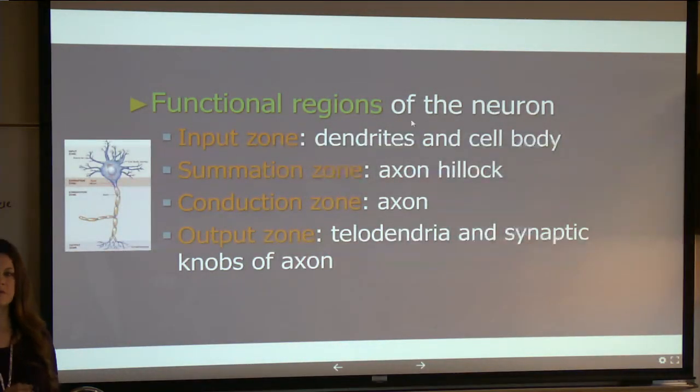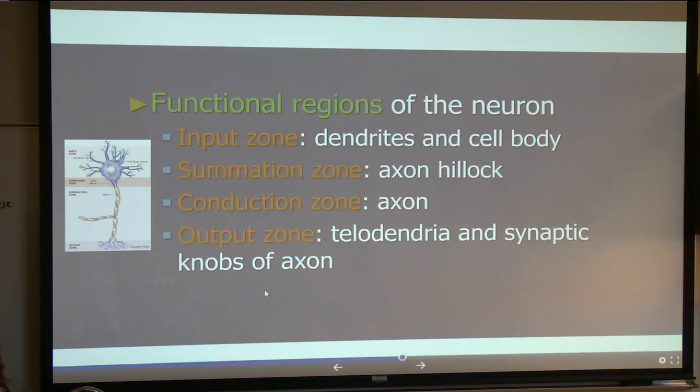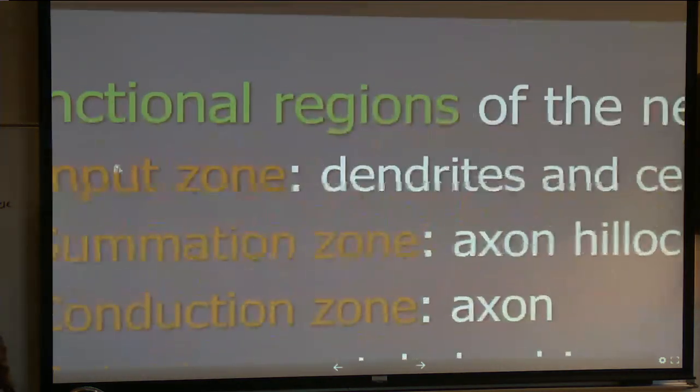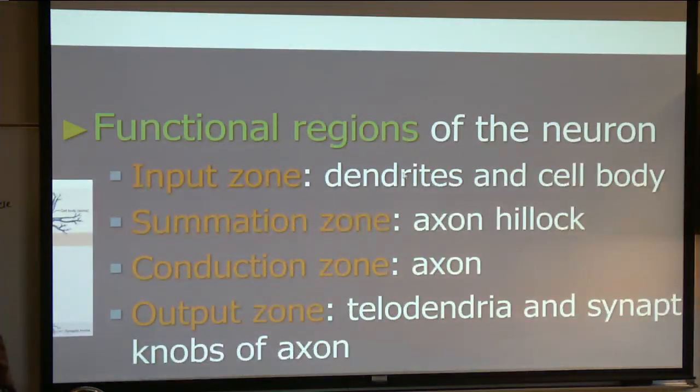Functional regions of the neuron. We have a few different functional regions. We drew structural regions on the board already, but let's look at the functional regions. So if we look at this picture, I think I'll just explain it by showing you the picture right here. I'll kind of go back and forth, I suppose. So the input zone is the dendrites and the cell body. That's all of the incoming information.